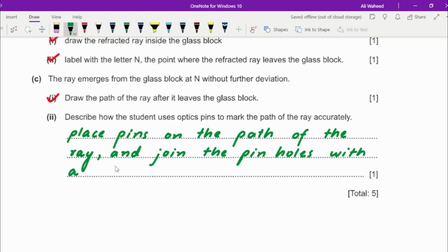And one of the methods by which you can improve the accuracy, to be on the safe side: the separation between the pins, once you're placing the pins, has to be at least 5 centimeters. The pins should be at least 5 centimeters apart, and thereby the two pinholes that you'll be getting would not be very close to each other, and you'll be having a good approximation of the path, so with a straight line.